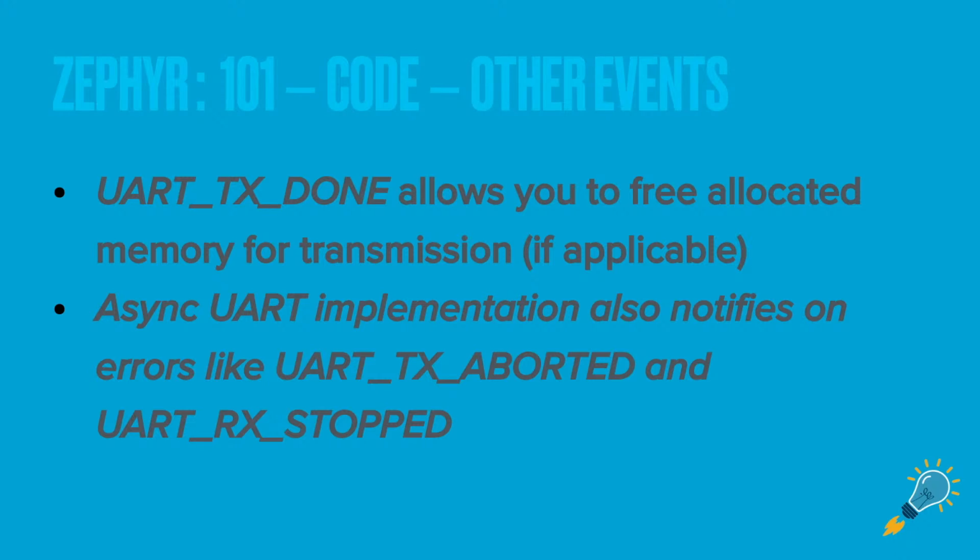If errors happen during usage, you might get a TX aborted or an RX stopped event. The RX stopped event will actually provide you a little more context as to why it was stopped. Usually it'll provide an error. It's all part of that data struct, so you can click into the error, see what's going on, and maybe do different things as necessary.